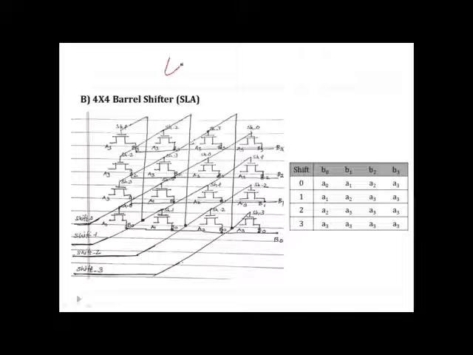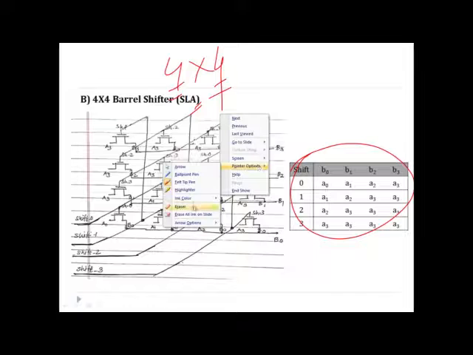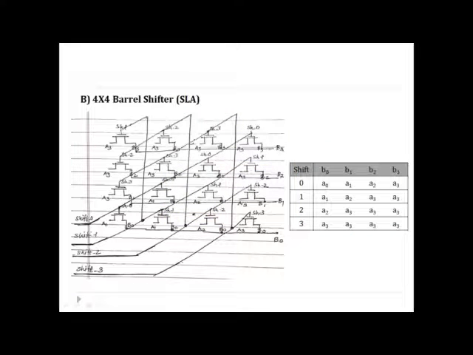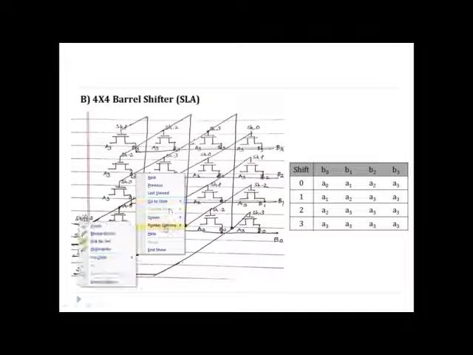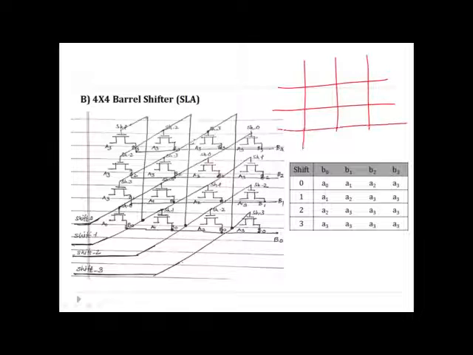Now, I am implementing 4 cross 4 barrel shifter, which has 4 inputs and 4 outputs, and which is an arithmetic shift operation. So I have this truth table with me. So based on this truth table and the fact that it's a 4 cross 4 barrel shifter, I draw the circuit first. So what I'll do is I'll draw first 4 columns and 4 rows. So I have these 4 rows and 4 columns.